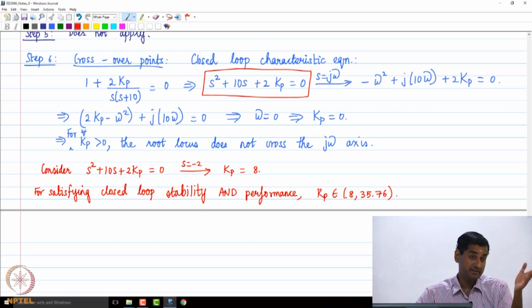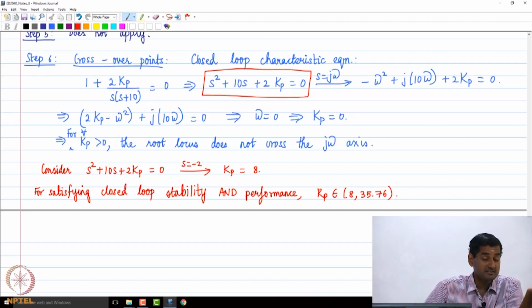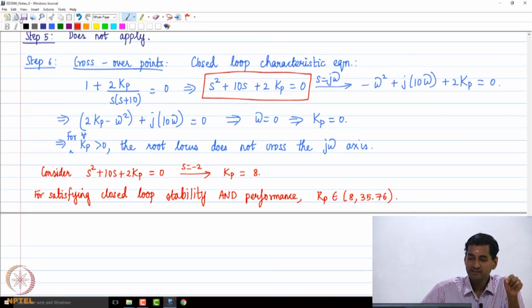Okay. So please note that initially, to begin with, Kp was a real number between minus infinity and plus infinity. Stability essentially reduces that region into half, only from 0 to infinity. But that's once again a big region, right? So through this analysis, we have figured out that 0 to infinity will give me closed loop stability, but 8 to 35.6 will give me performance also, the way I desire it. So don't you think this is a very useful tool to know?